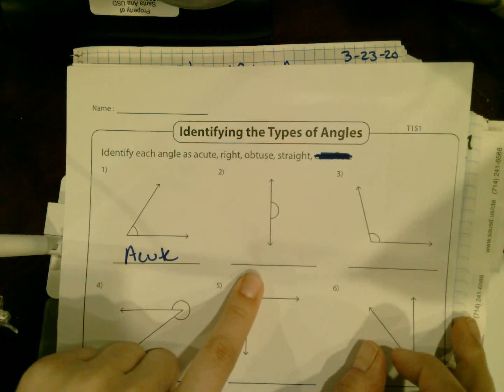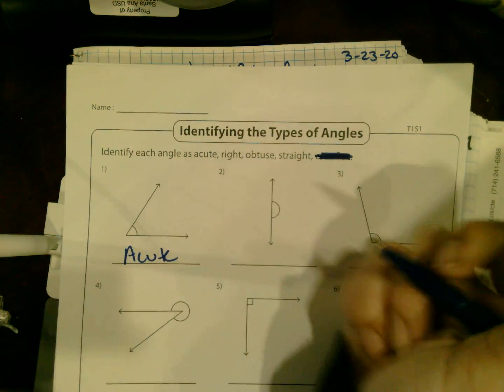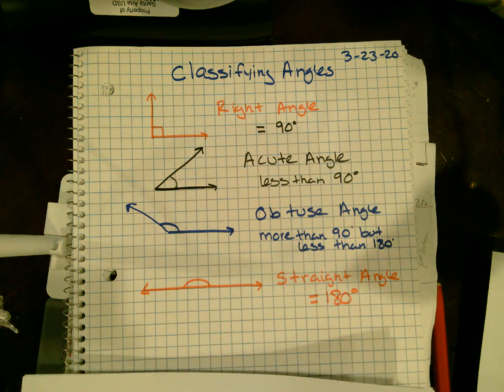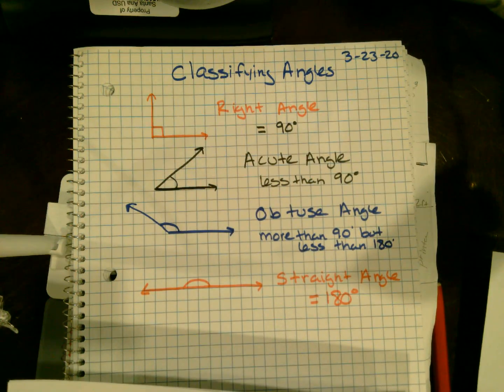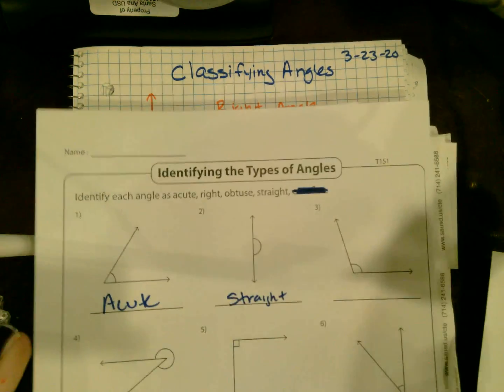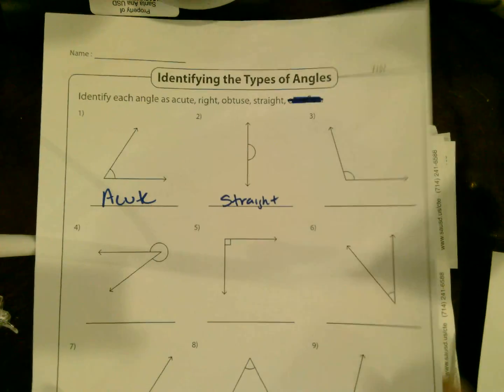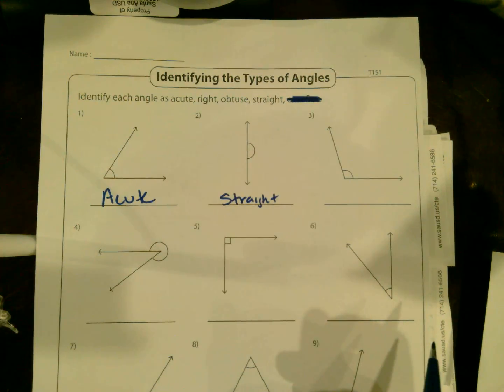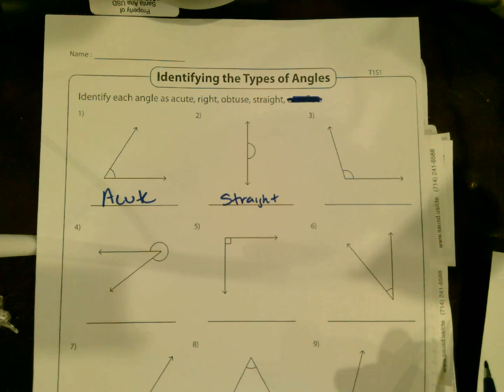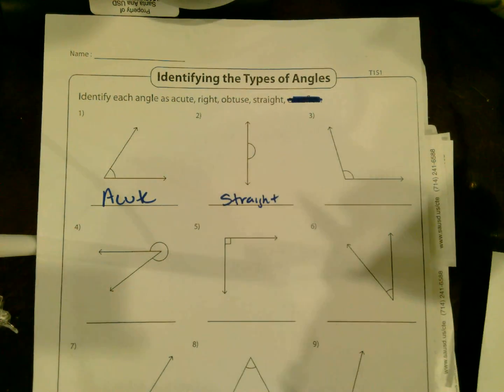This one, it's more than 90, but it's also super awesome because it is called a straight angle. It's 180 degrees. It's straight, so let's write that down. So what should you be doing? Sorry, I guess I didn't tell you. Let me copy these angles down, sketch them out. Let's do one more, then you're on your own.